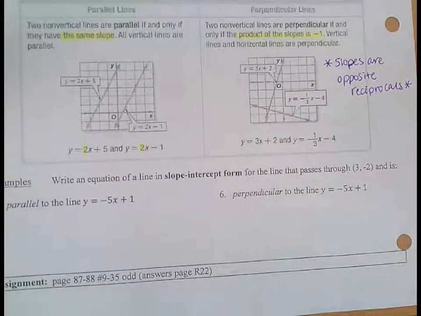Their slopes are opposite reciprocals. Opposite meaning one's positive, the other's negative. Reciprocals, I think we know what that means. It means you're kind of flipping that fraction.